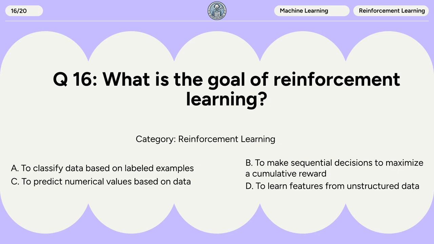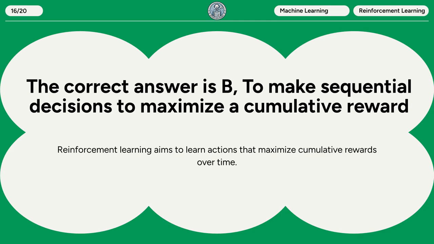Question 16. What is the goal of reinforcement learning? A. To classify data based on labeled examples. B. To make sequential decisions to maximize a cumulative reward. C. To predict numerical values based on data. D. To learn features from unstructured data. The correct answer is B. To make sequential decisions to maximize a cumulative reward. Reinforcement learning aims to learn actions that maximize cumulative rewards over time.